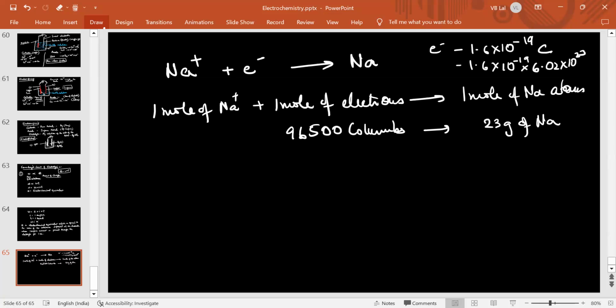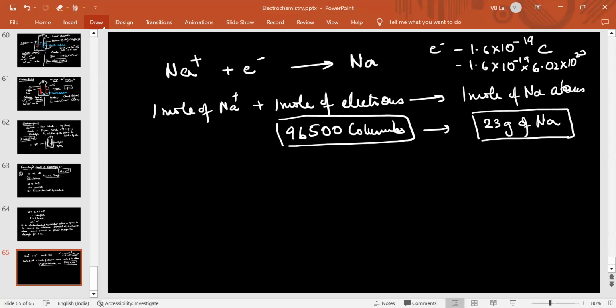So 1 mole of electrons of sodium will be discharged by 96500 coulombs, right? If I pass 96500 coulombs of charge, then how much sodium will be discharged? 1 mole of sodium, or 23 grams, the molar mass of sodium, will be discharged when I pass 96500 coulombs. Did you understand from here?